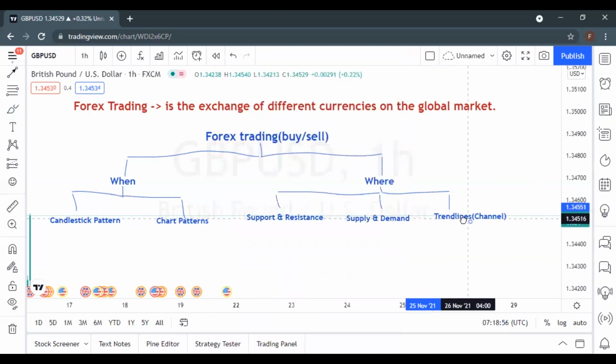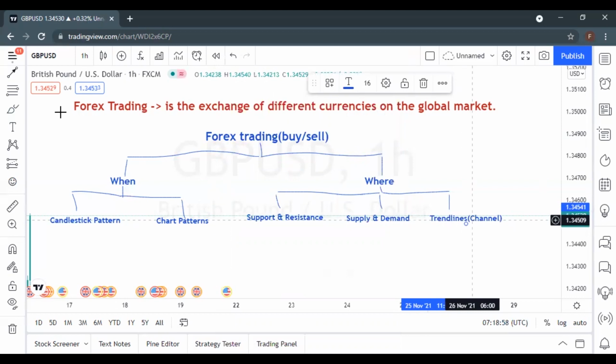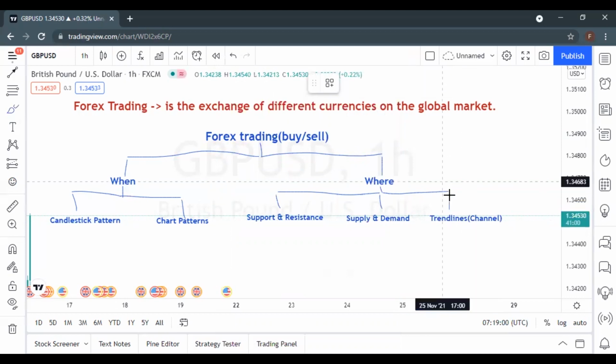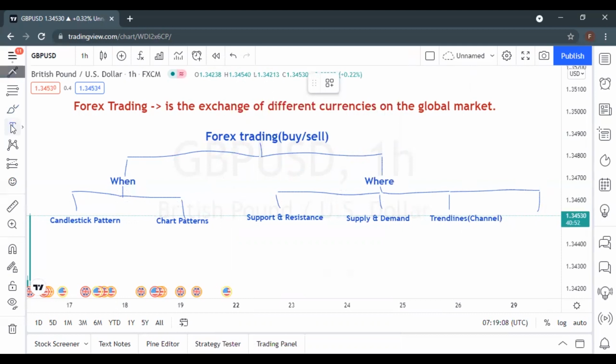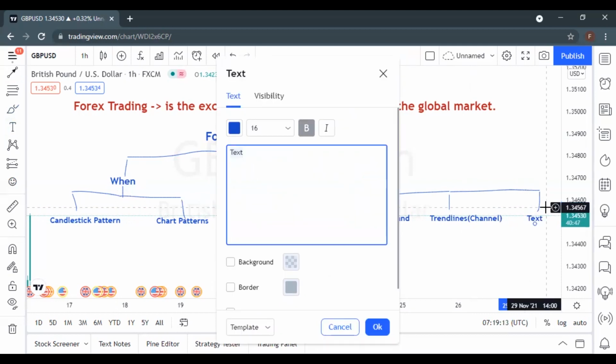Then the other thing that you need to understand is chart patterns. We have mentioned it earlier, but it's also an important concept to know where to enter a trade. So we have chart patterns.